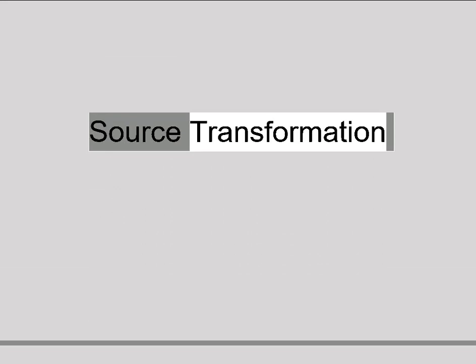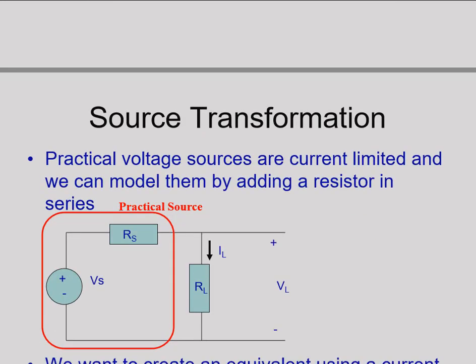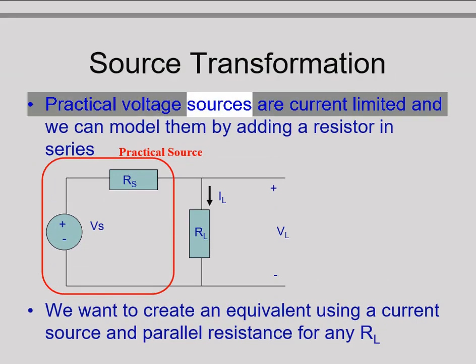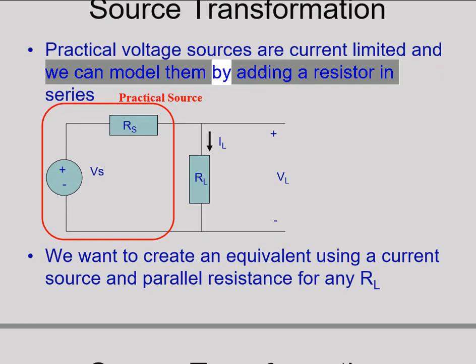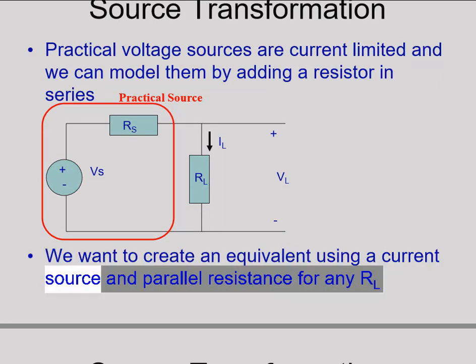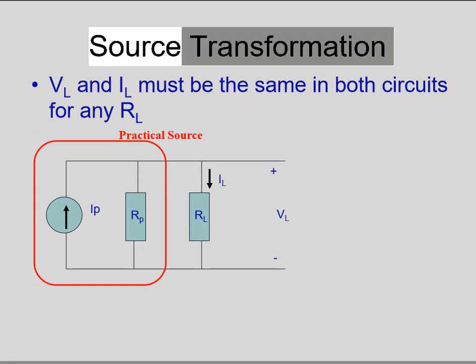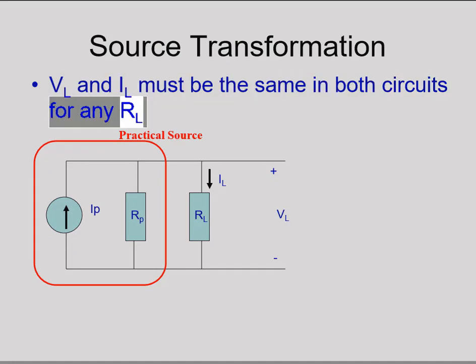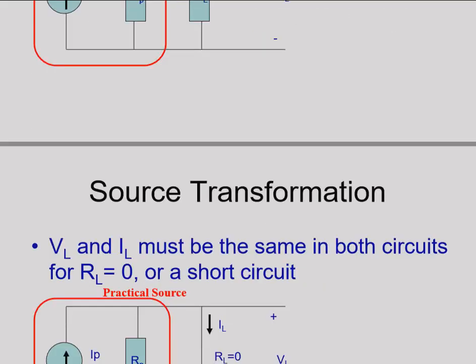Sources in parallel versus source transformation. Practical voltage sources are current limited and we can model them by adding a resistor in series. We want to create an equivalent using a current source and parallel resistance, such that VL and IL must be the same in both circuits for any RL.